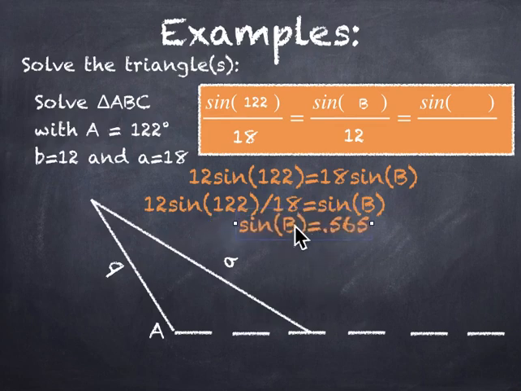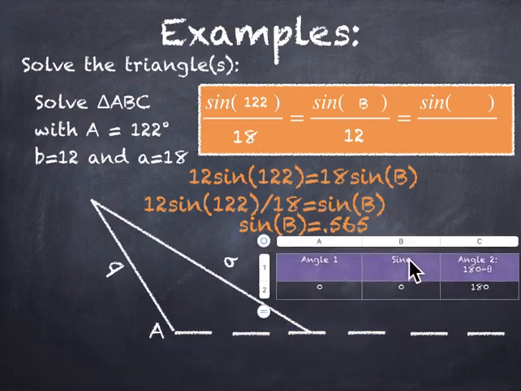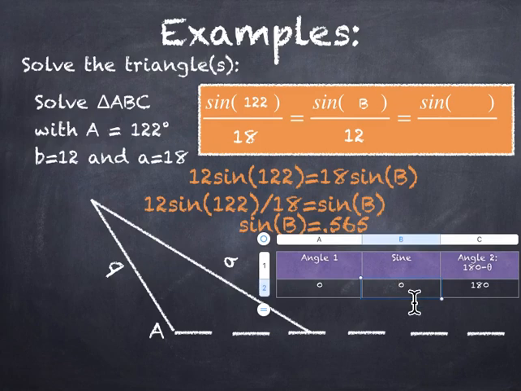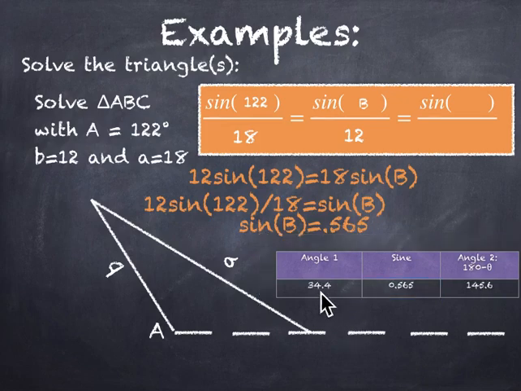Now we need to think about what angles can give us a sine value of 0.565. If we pull out a calculator and type in inverse sine of 0.565, the calculator is going to give us 34.4 degrees. So that's about what this angle looks like. We also need to think about whether this angle, 145.6 degrees, could work for angle B. The 145.6 comes from taking 180 and subtracting 34.4.